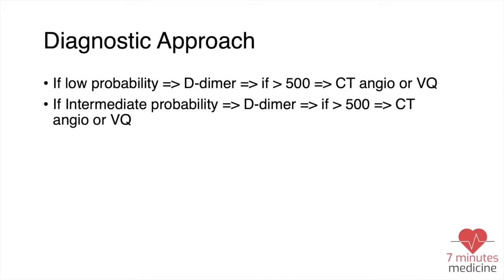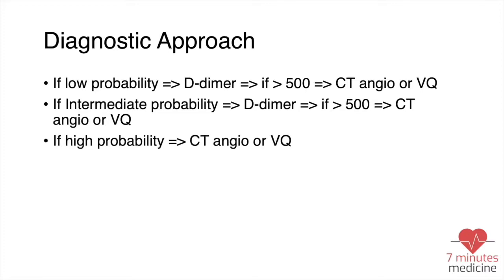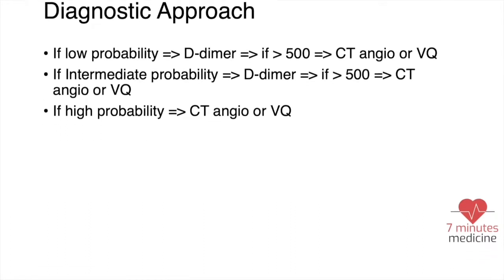If intermediate probability, you do exactly the same thing as you did with the low probability. You do D-dimer first. If it's more than 500, then you do CT angio, or VQ scan if you cannot do the CT angio because of the kidneys. If it's high probability, then you go straight to the CT angiography.